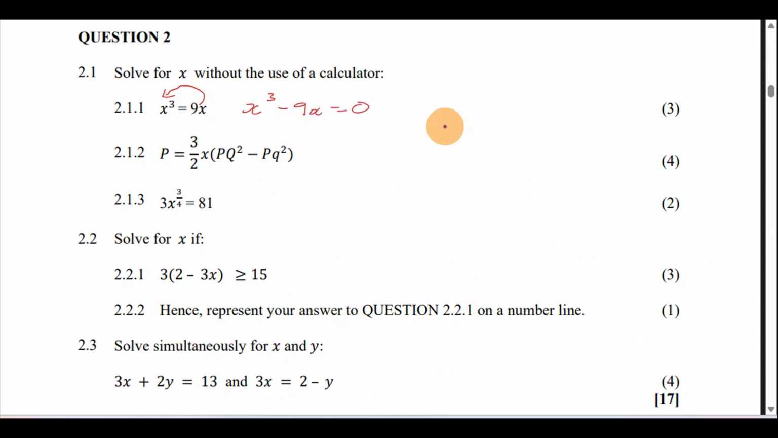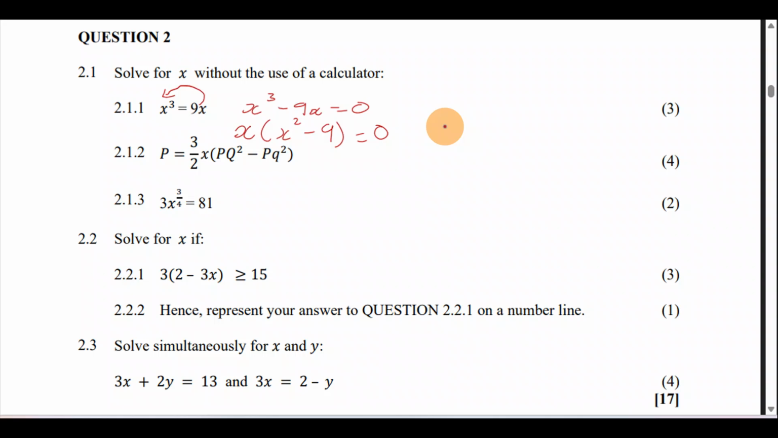Why did I do this? Because if you divide by x, you've eliminated your other x value. This actually tells you that you have 3 x values, but if you divide by x, you now have only 2 x values, so you have eliminated your other answer. So now you can factor out that x, and you have x squared minus 9 is equal to 0.